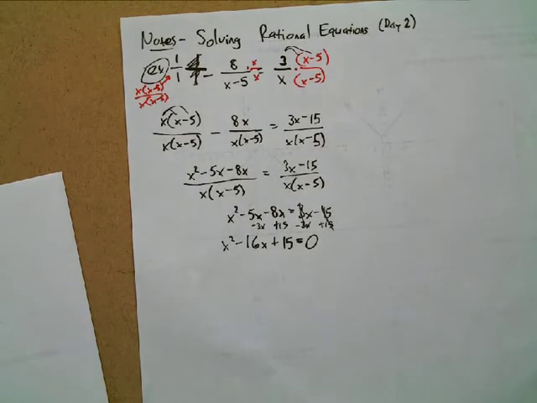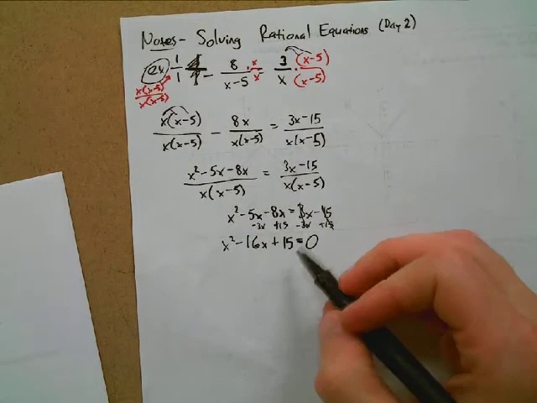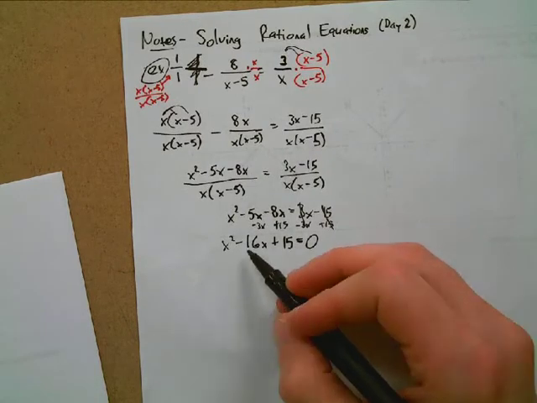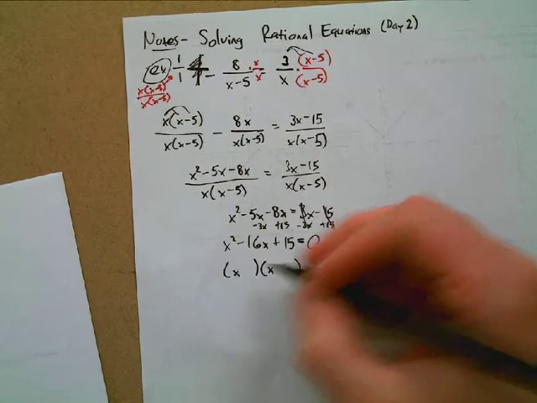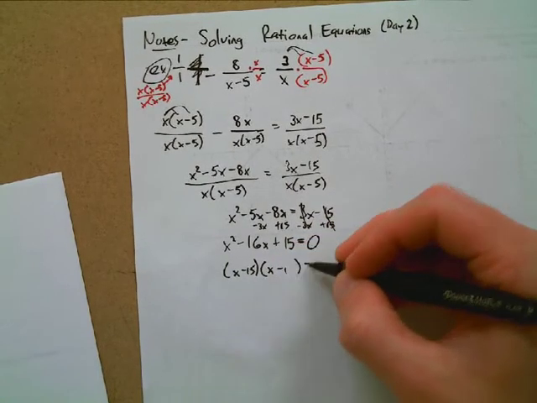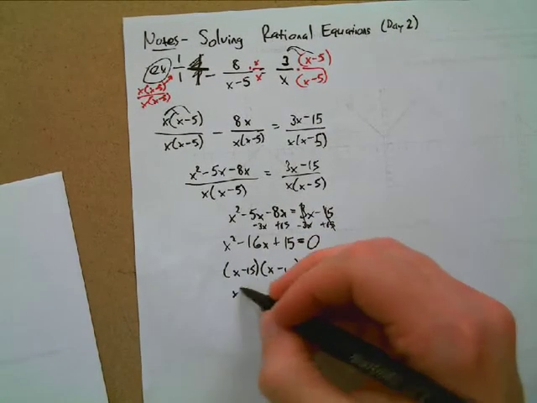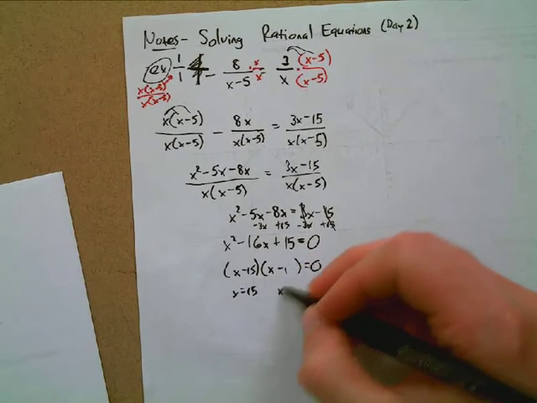And now, how can we go about solving this equation? Let's factor it. Okay, we're looking for two numbers that multiply to 15, and they need to add to make negative 16. Okay, so what are those numbers going to be? Yeah, negative 15, negative 1. Okay, so x is 15 and x is 1.